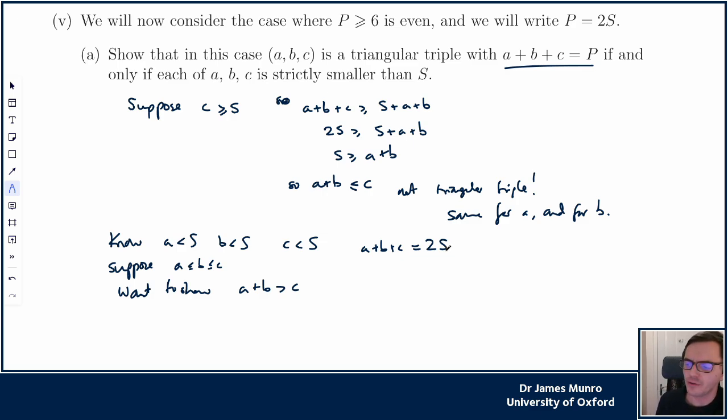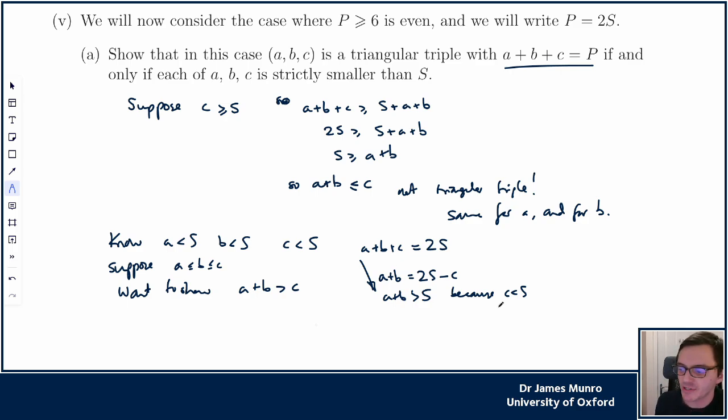So we know that C is less than S, so over here we can say that A plus B must be bigger than S. Right, let's work that out. A plus B is 2S minus C. C is smaller than S, so this is bigger than S. So A plus B is bigger than S. That's because C is small. I'm working with this statement over here.